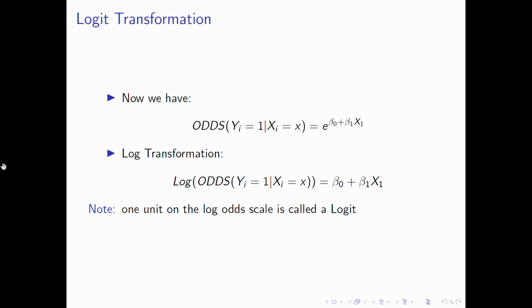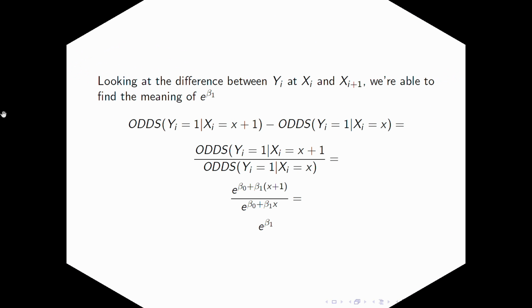So now from there, you can just take the log of that function and you're just left with beta naught plus beta 1 x1, which is the model for linear regression. The log odds transformation is a way in which you can take logistic data and get an answer that will be in a linear fashion. It's worth noting that one unit on the log odds scale is referred to as a logit.